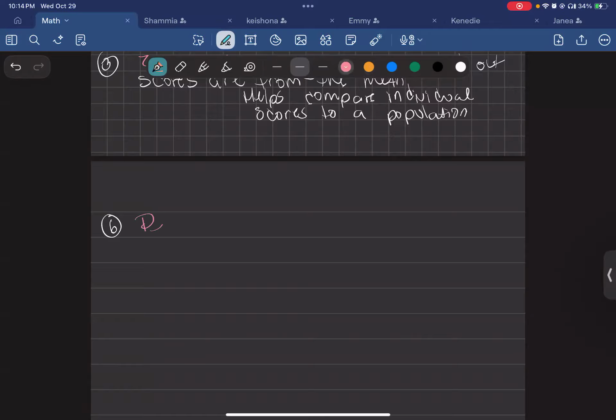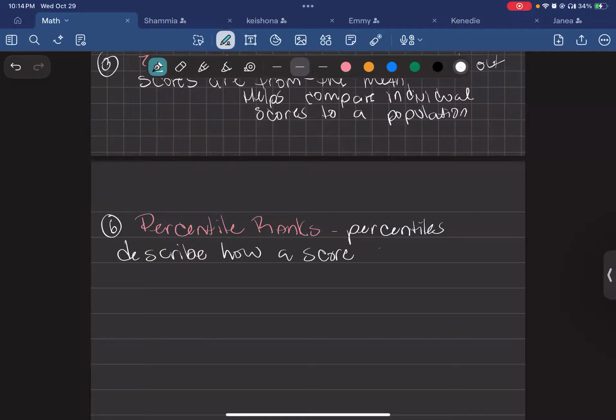So percentile ranks, right? Because ordered numbers mean something here. Percentiles describe how high a score compares to others.